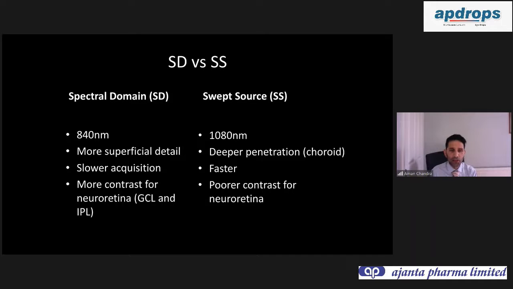The spectral domain gives you better contrast for the neuroretina, particularly the ganglion cell layer and the inner plexiform layer. And the swept source actually, as a consequence of its wavelength, gives you poor contrast for the neuroretina, but perhaps better contrast for the choroid.